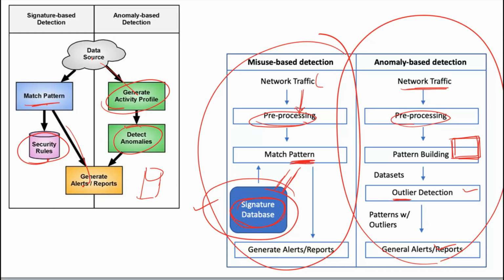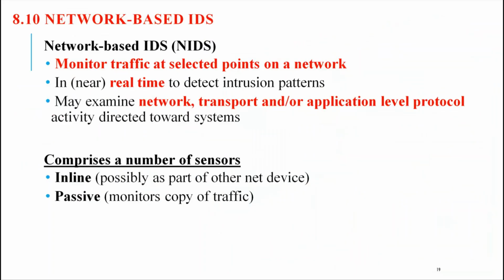Now I'm moving on to the next one. The next one is going to be the network based IDS, the network intrusion detection system. Here you are going to monitor the entire network, monitoring the traffic at selected points on a network. You are going to select some points in your network, implement the NIDS, and monitor the entire network.